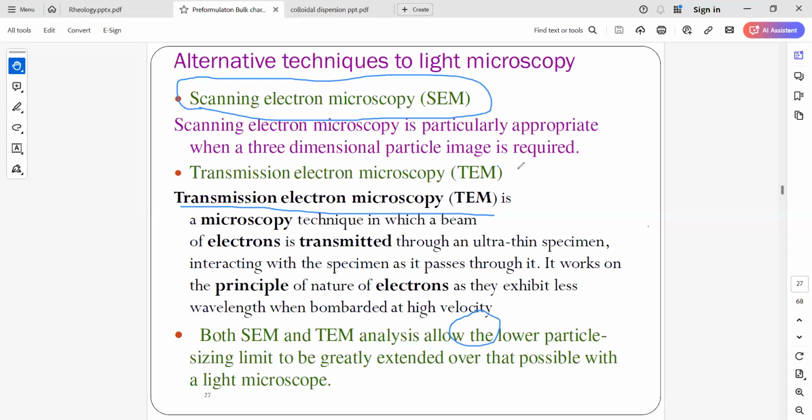And TEM provides the inside structure. Yes, SEM gives 3D images. Yes. So in case of TEM, we will get an idea about the internal structure also, right? So that is the main difference.